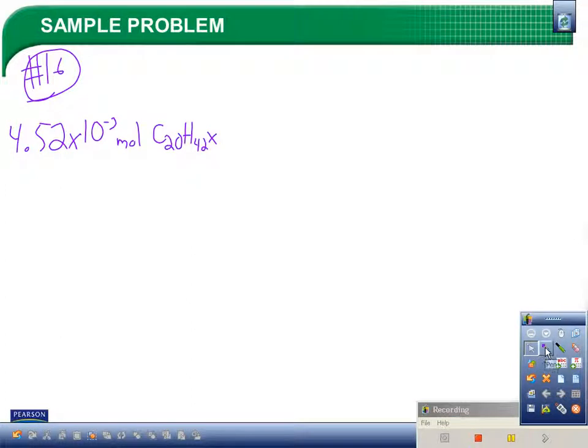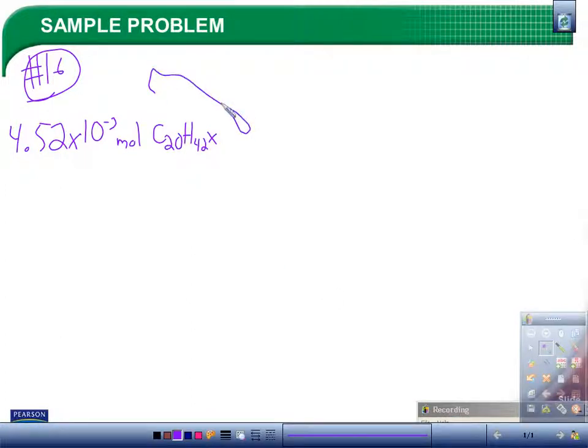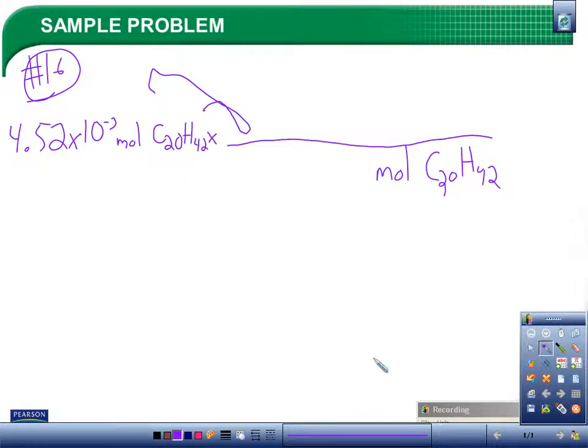Alright, so number 16 here. Again, I'm going to write my given. Whoa, stop doing that. Okay, so I don't want the given, so I'm going to put the units down here. And on top, of course, I don't want grams. I do want the moles. Alright, I don't want moles, I want grams.